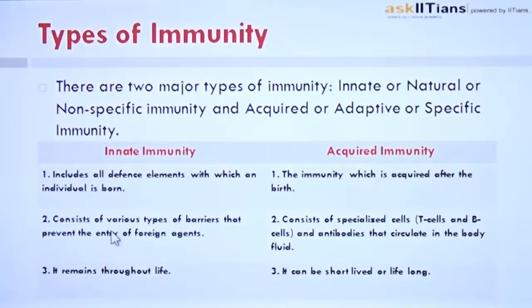Innate immunity consists of various types of barriers that prevent the entry of foreign agents. So various types of barriers are there in case of innate immunity which prevent the entry of foreign agents or foreign particles. You can see barriers are here. In case of acquired immunity, it consists of specialized cells. Innate immunity consists of barriers. Acquired immunity consists of specialized cells.